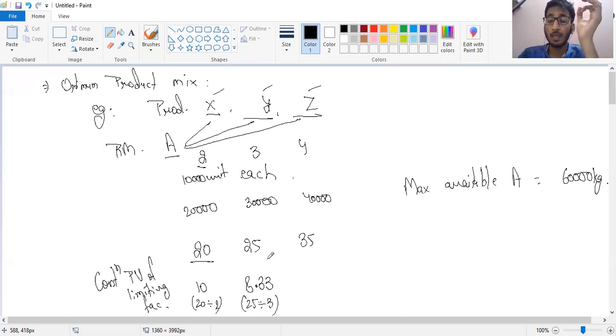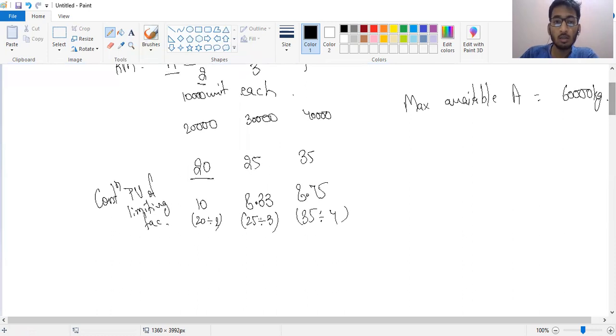But since for making 1 unit of Y, you require 3 units of raw material A. Just to explain, I am earning 25 rupees by using 3 units of raw material A. So what would be my profit, or I can say contribution, by using 1 unit of raw material A with respect to Y? So this is the thing. I can say 35 divided by 4, so it would be 8.75.